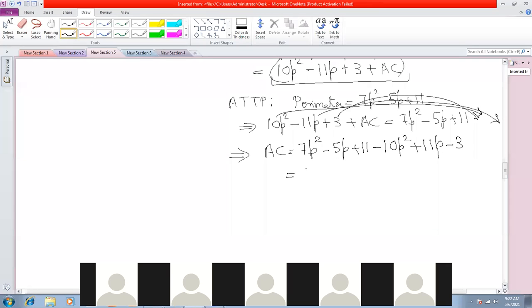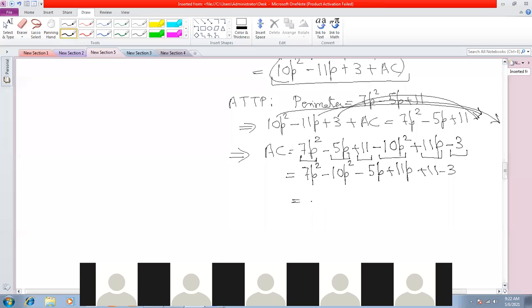Okay. Now we take the p squares together. You have a 7p square here, you have minus 10p square. Take them together, 7p square minus 10p square. Take the p's together, minus 5p plus 11p. And finally you take 11 and minus 3 together. So plus 11 minus 3.